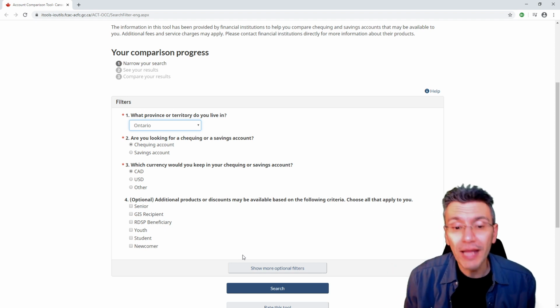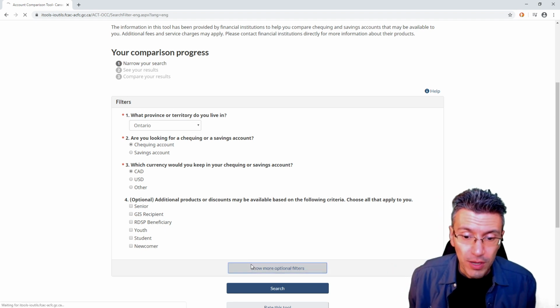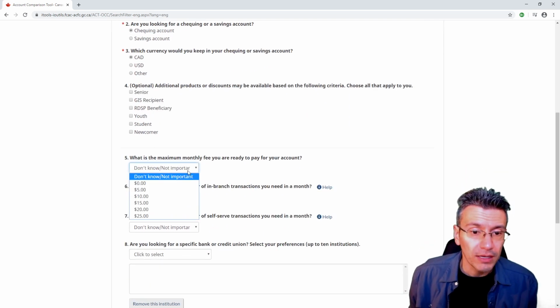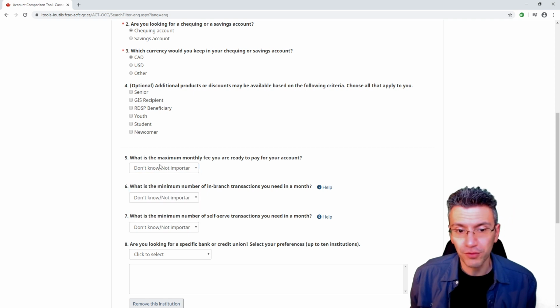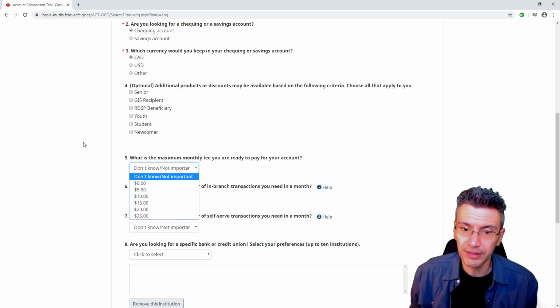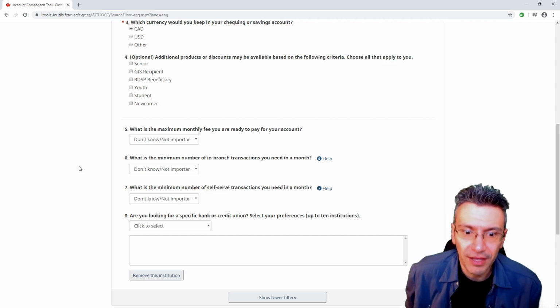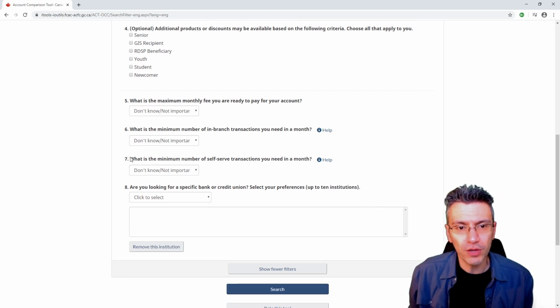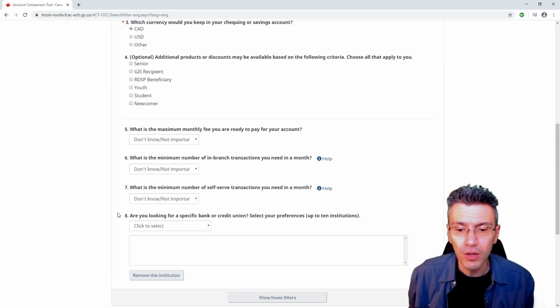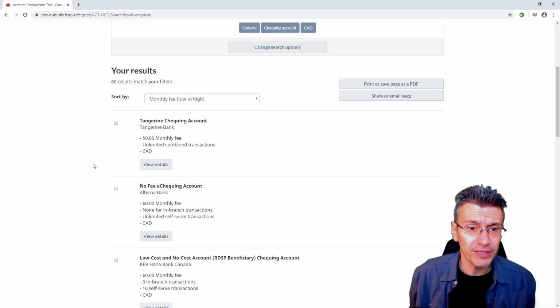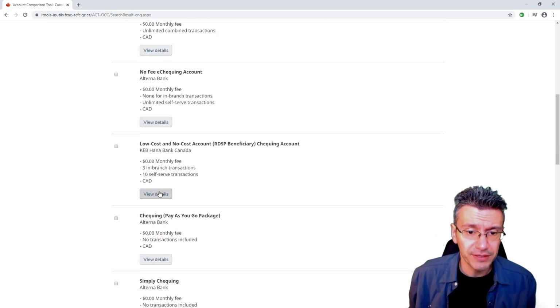But then you also have to look at the actual transaction fees. So you can also add more filters here. You can even further eliminate all accounts that have a fee that is greater than X amount, right? So if you want to just look at free accounts, just select 0, and then any account that charges you more than 0 obviously gets eliminated from the list, and so on and so forth. But again, right now I'm just going to go with just the basic one here. Let's press search. Keep in mind, this is for Ontario. So we have 60 results. Great. So now you have the list of different accounts here.